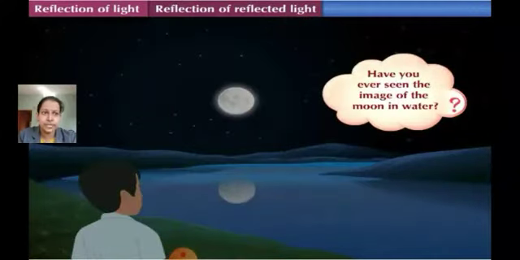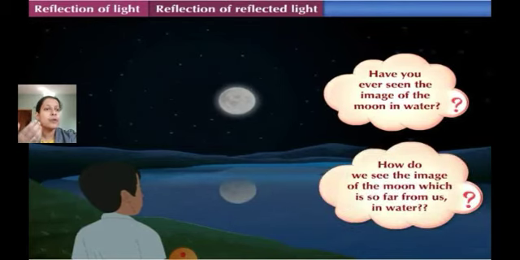Another example: have you ever seen the image of the moon in the water? When you go during the night near the bank of a river or a calm lake and look into it, you can see the image of the moon. So how is this image of the moon formed? You know that light rays are reflected back, correct? But does the moon have its own light? No, my dear student, the moon does not have its own light. How do we see the image of the moon, which is so far from us, in the water?